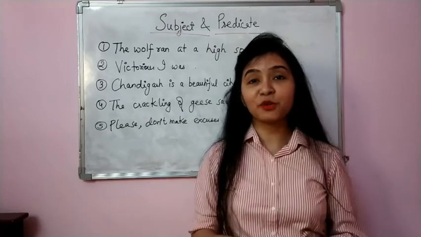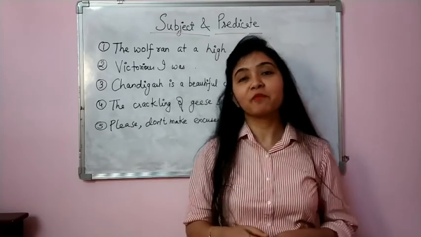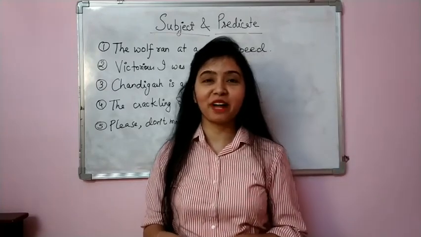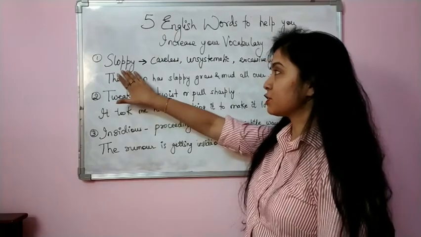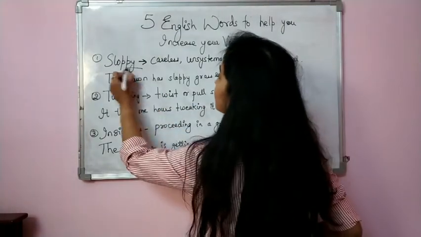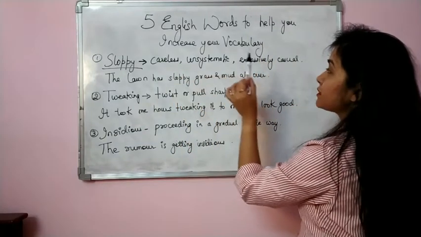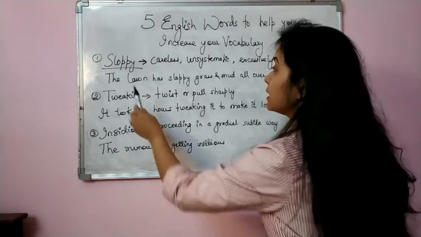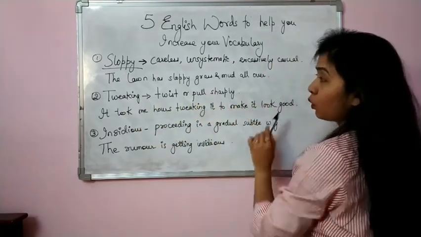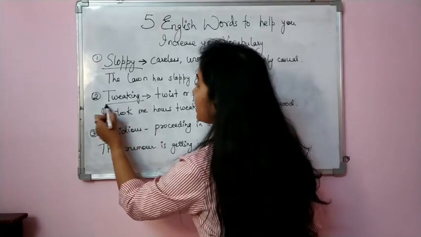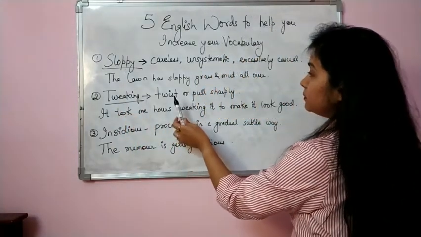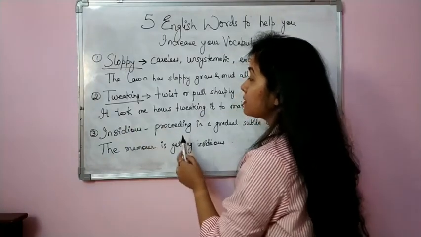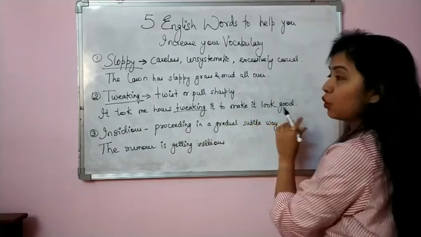And now it's time to know the 5 English words of today as promised. So I'm going to tell you that, and please note them down such that they can increase your vocabulary. So here's the first word, sloppy. It means careless, unsystematic, excessively casual. And the sentence which can be formed out of it is, the lawn has sloppy grass and mud all over. The next word is tweaking. It means twist or pull sharply. And the sentence is, it took me hours tweaking it to make it look good.